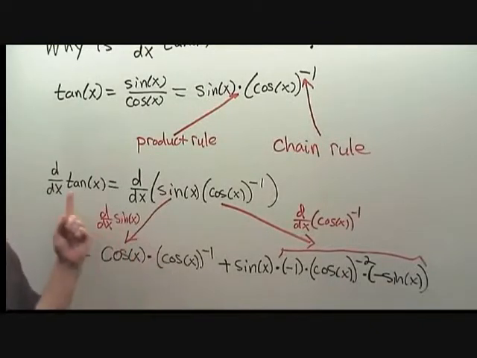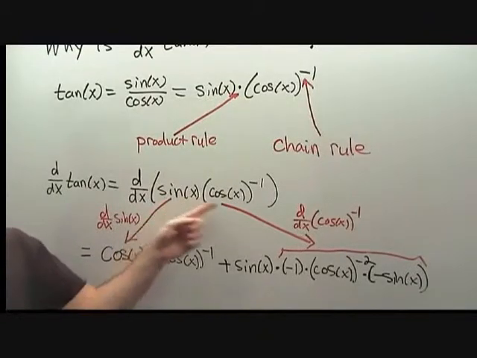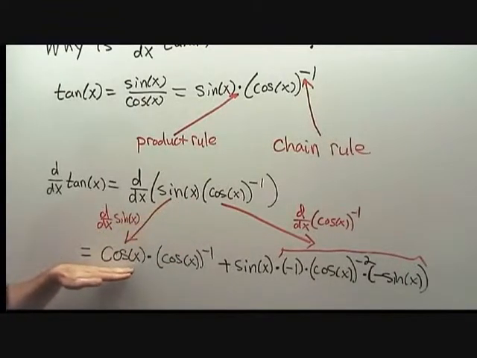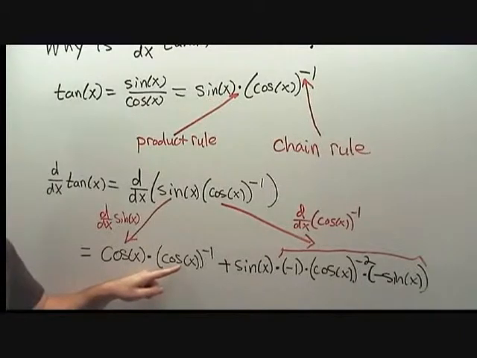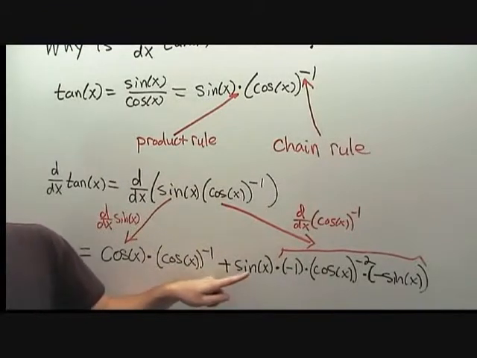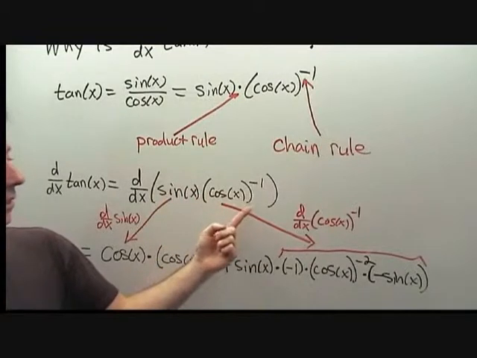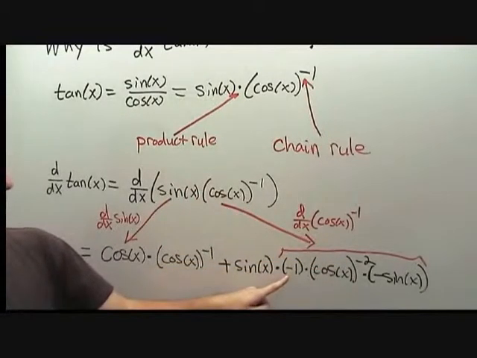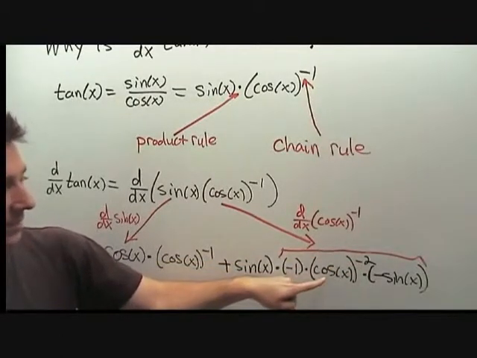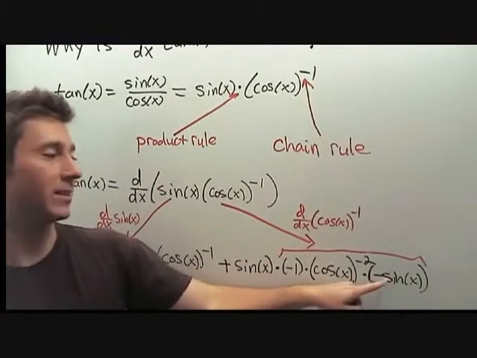It's time to differentiate tangent in the form that we've rewritten it as above. So, here is the product rule. That means we differentiate the first term, which comes to cosine of x, we leave the second term the same. Then, we differentiate the second term and leave the first term the same. On the second term, we have the chain rule. Differentiating this brings the exponent down in front for a -1. We drop the exponent to -2, leave the inside the same, then multiply by the derivative of the inside, which is minus sine of x.